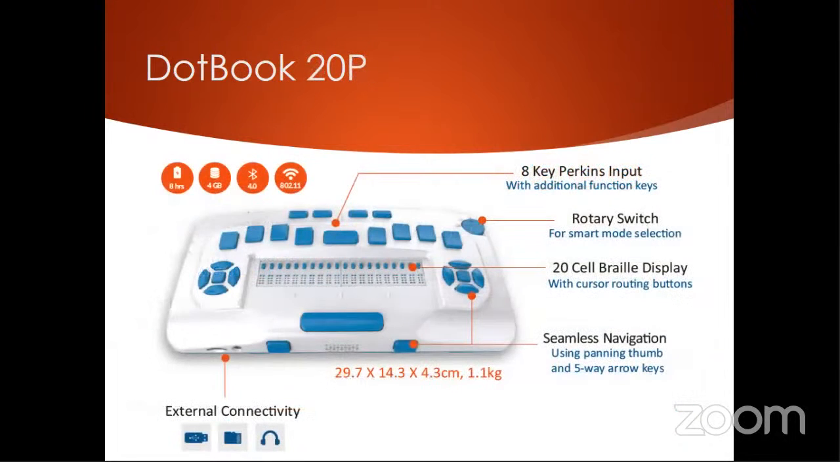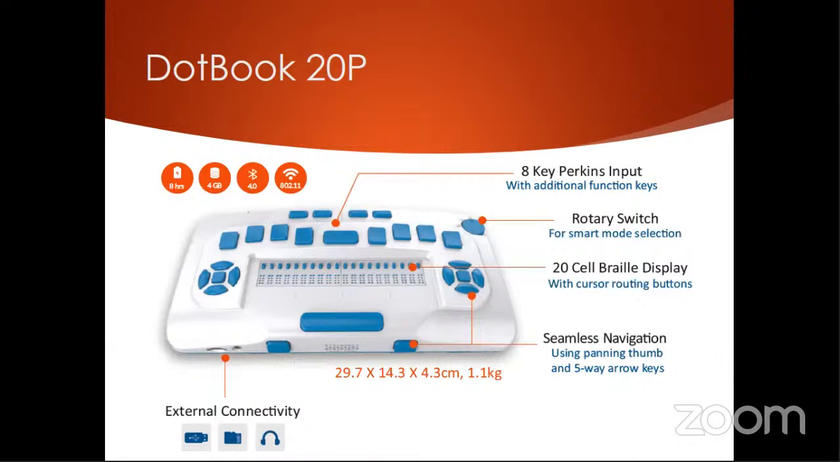The other version of the device is a 20 cell version. In the 20 cell version, the major difference is that there are only 20 cells rather than 40 cells. It is more portable and compact, and you can easily carry it in your bag and take it everywhere. Instead of a QWERTY keyboard, there is a Perkins style, brailler style keyboard with 8 buttons through which you can do braille input. Apart from that, all the features of the device are the same.